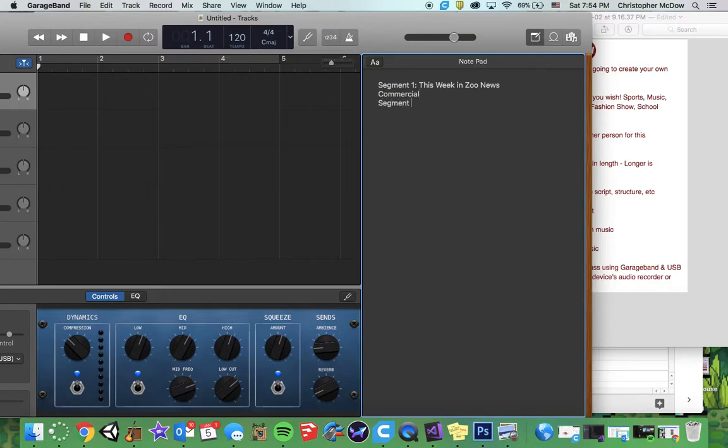Then segment two, this would be probably about animal facts. And then segment three, it could be about what's coming up in animal movies. So movies that feature animals. So I don't know. This sounds like a terrible podcast. I probably wouldn't listen to it just because of the content. But you need to have various segments.